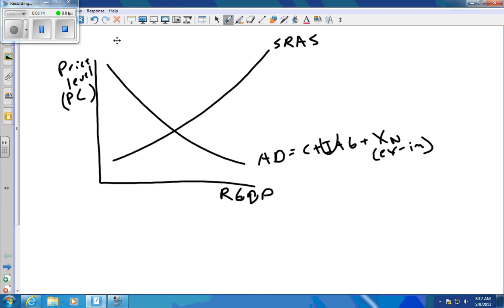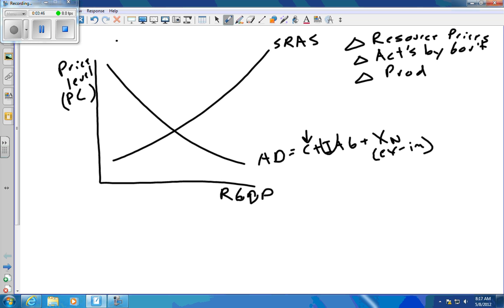Okay, so we know what makes up aggregate demand: changes in consumption, investment, government spending, or net exports. And the determinants of the short-run aggregate supply, or what can cause those things to shift, are really changes in resource prices, changes in actions by the government, and changes in productivity. And if you remember this from earlier in the year, spelling's terrible, productivity.